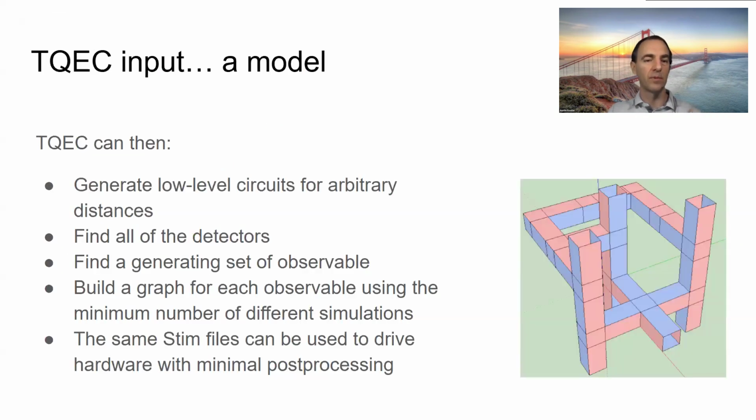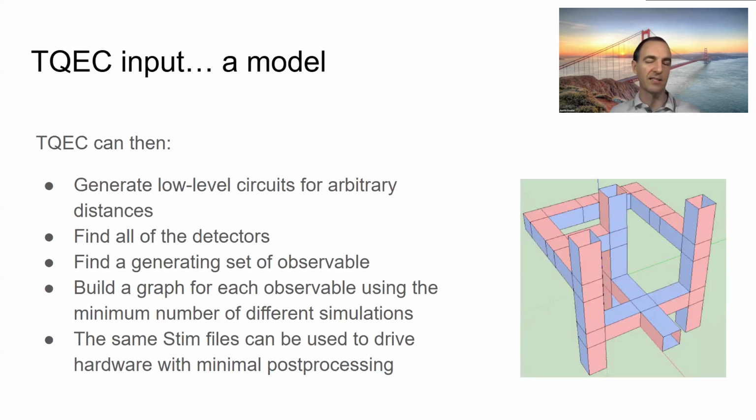So let's now look at just a summary of that. So TQEC, you can start with a SketchUp model. It will generate all the low-level circuits for whatever code distance you wish. By default, distance 3, 5, 7 is a pretty good start when you analyze the performance of a structure. It really gives you all the information that you need to extrapolate to arbitrary distances.